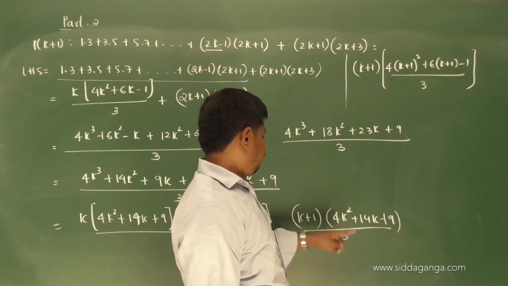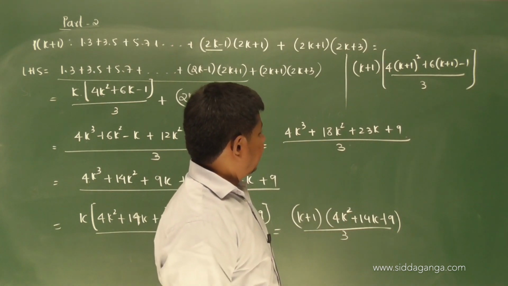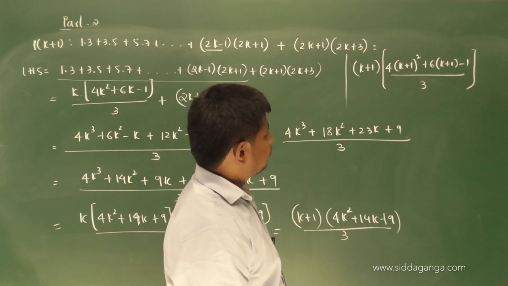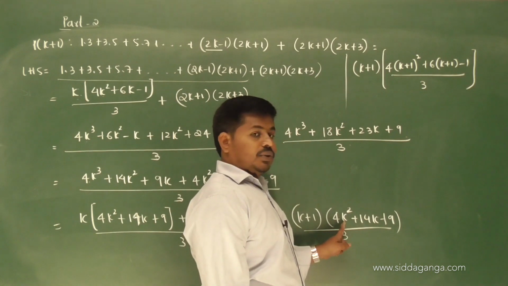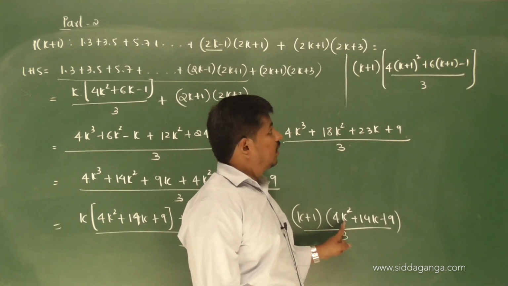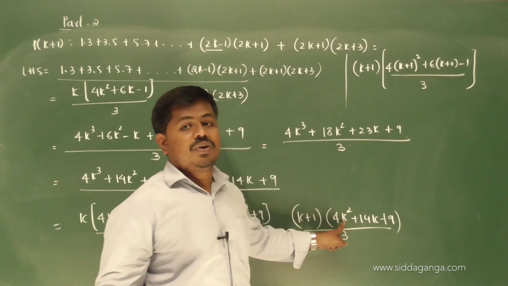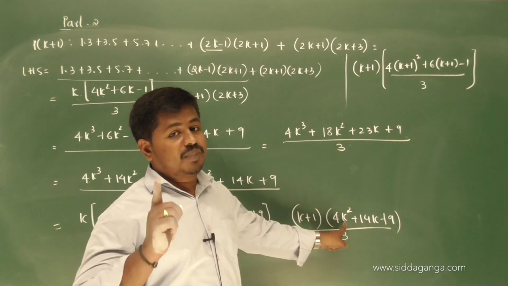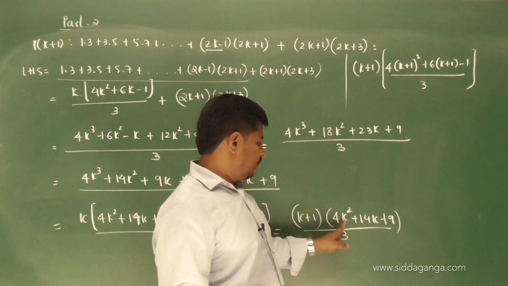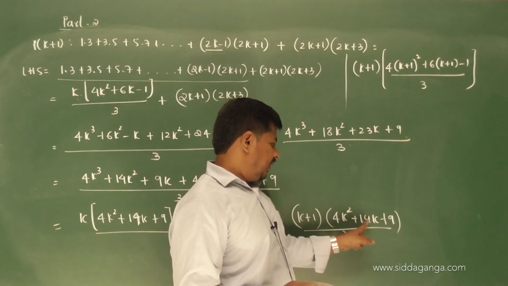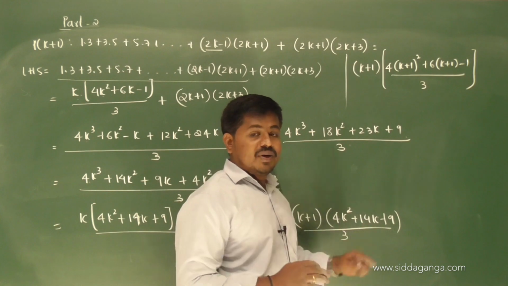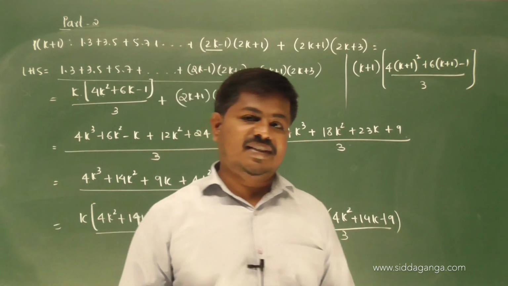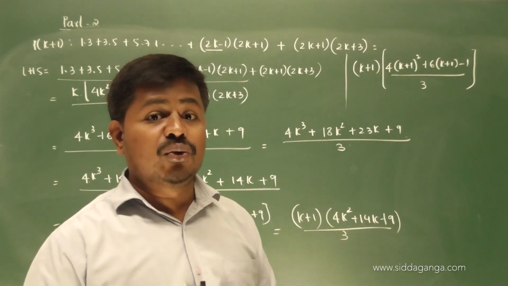So I mean 4 into, you should have k plus 1 whole square, right? You mean k square plus 1 square plus 2k. k square we have. Here we have 14k. Let me write 14k as 8k plus 6k. Then if you take 4 outside, you get 2k, right?